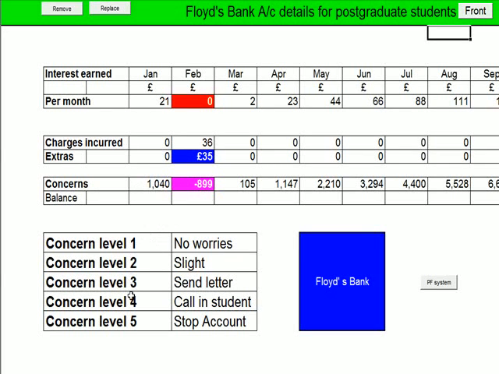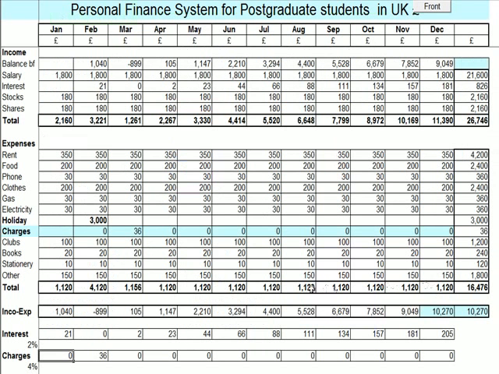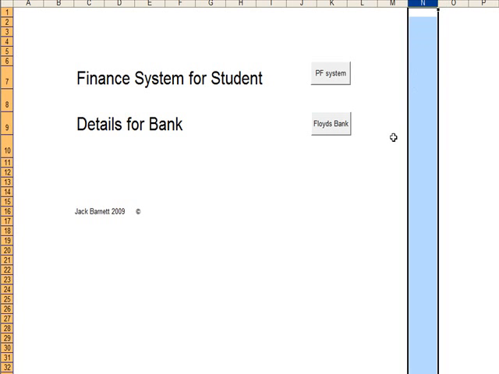And we're looking at a concern level that we might introduce. From no worries, slight concern, send a letter, call in student, stop account. Okay, so that was a finance system for a student.